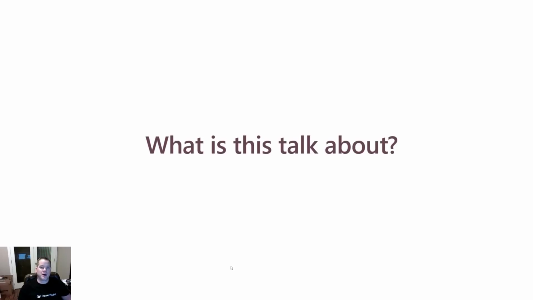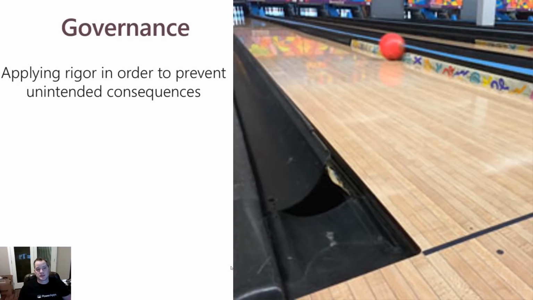So what is this talk about? So this talk is about governance and talking about how we're going to apply rigor in order to prevent unintended consequences. As you can see here, there's a picture of a bowling alley and we've got bumpers that are existing in the gutters. And the idea is to keep the ball in play.